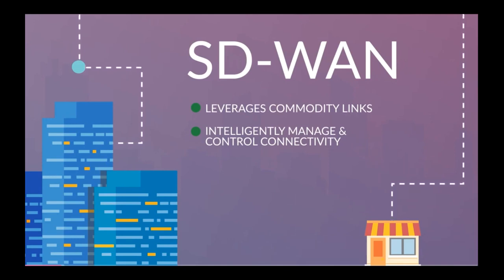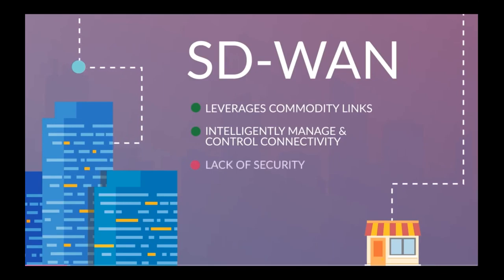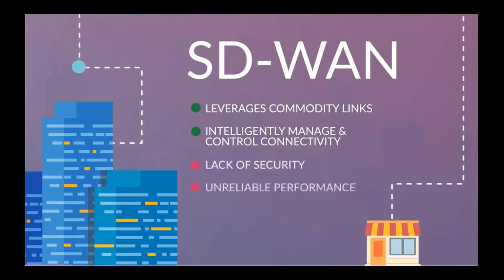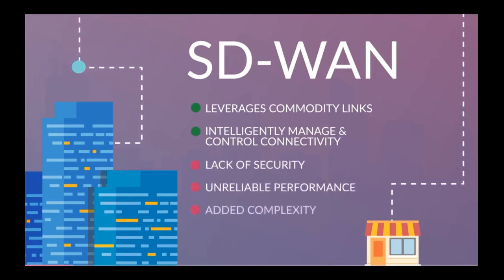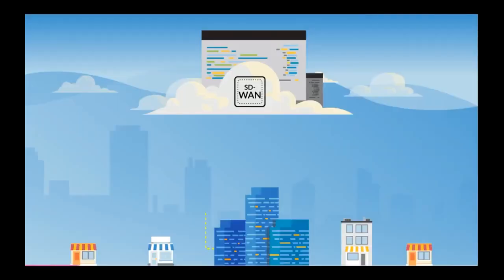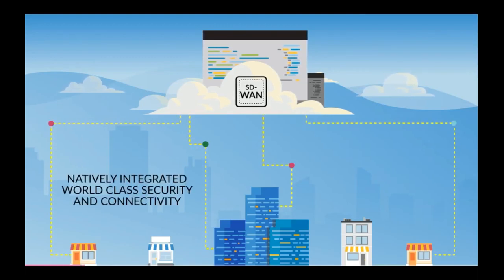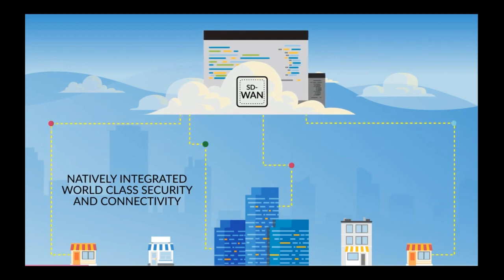But while SD-WAN comes with its own benefits, it also brings challenges such as the lack of security, unreliable performance since it leverages the congested internet as your WAN middle, and adds complexity when building your end-to-end SD-WAN infrastructure. With Palo Alto Networks SD-WAN, you can easily deploy an end-to-end SD-WAN architecture with natively integrated world-class security and connectivity.